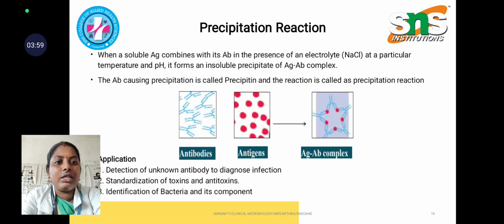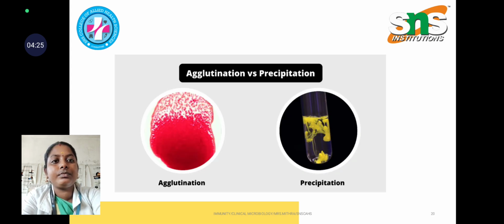Antibodies and antigens react with one another to form an antigen-antibody complex which is insoluble in nature. Precipitation has applications in the detection of unknown antibody to diagnose infection, to standardize toxins and antitoxins, and to identify bacteria and their components. These are all the major applications involved in the precipitation reaction.